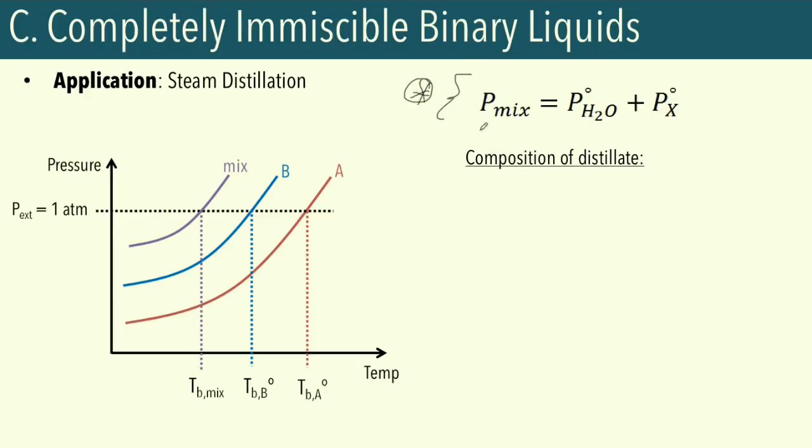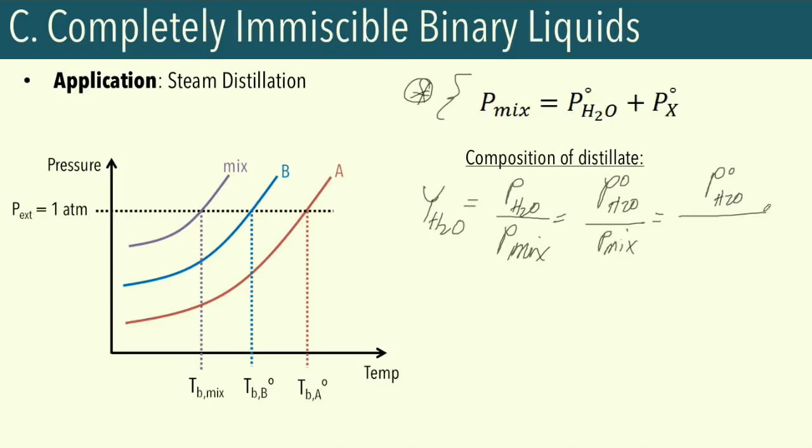So the overall vapor pressure of your mixture is just going to be the sum of the pure vapor pressures. That means if we're going to be calculating the composition of the vapor, let's say we want to get the mole fraction of water in the vapor. This is just going to be equal to the vapor pressure of your water over the vapor pressure of the entire mixture. Since the vapor pressure of water in the mixture is pretty much just the pure vapor pressure of water, we could calculate the mole fraction of water in the vapor as just the pure vapor pressure of water over the sum of the pure vapor pressures of our components.